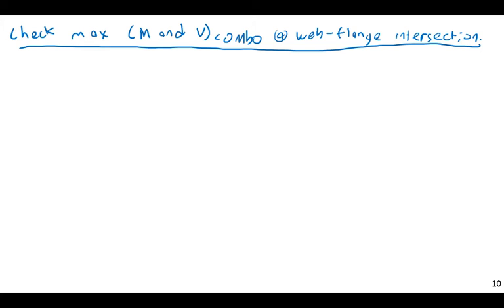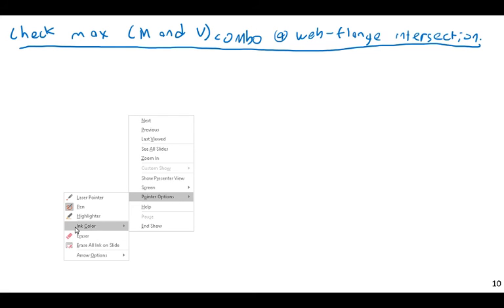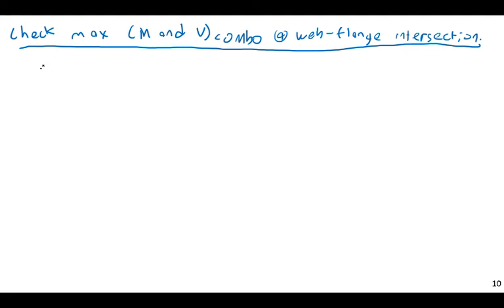So, you know what? In fact, I think I might just draw it out. Maybe that would make a little bit more sense why we're checking this location. Let me just draw this out instead of just trying to haphazardly explain it.